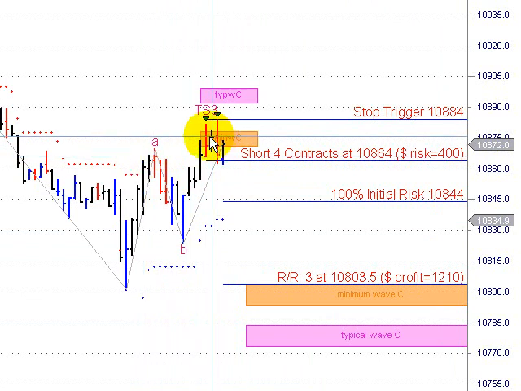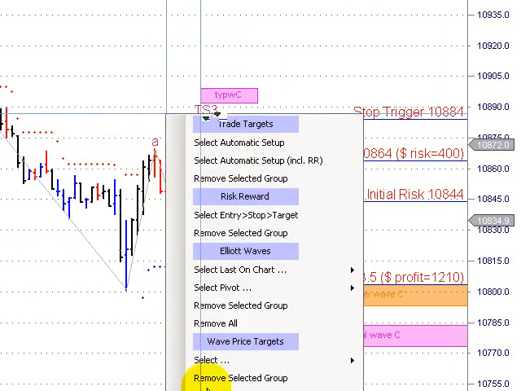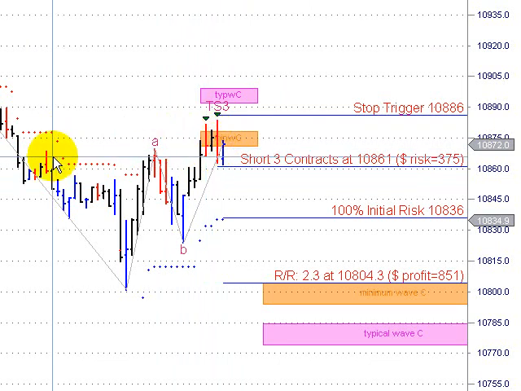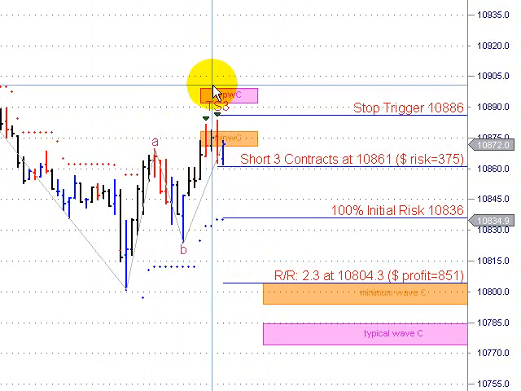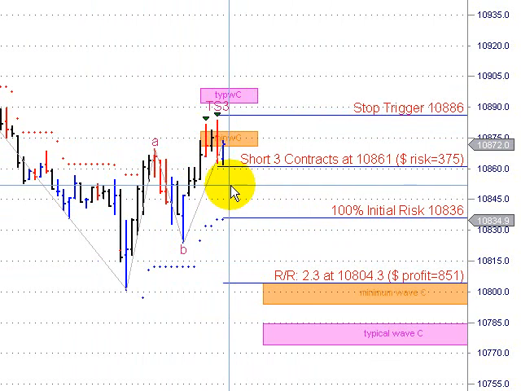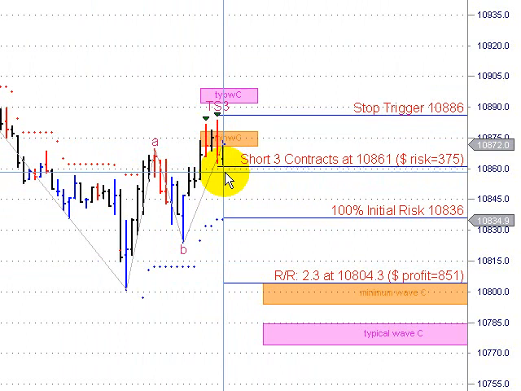And there was actually another setup here. Let me clear the analysis on that. And let's say we went ahead and took this one as well. Again, these are all with the trend. The trend is lower, so we've got a TS3 setup, an automatic setup here. I'm going to go short 3 contracts at 10,861.